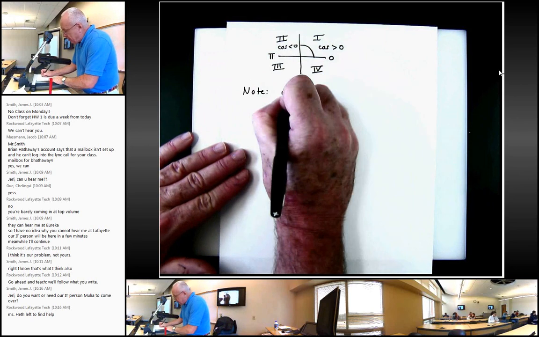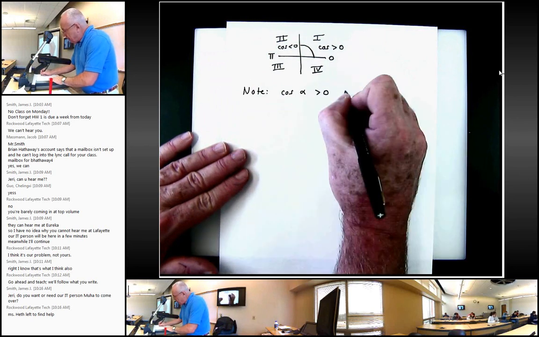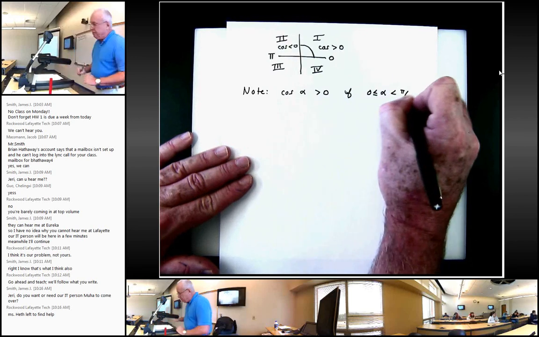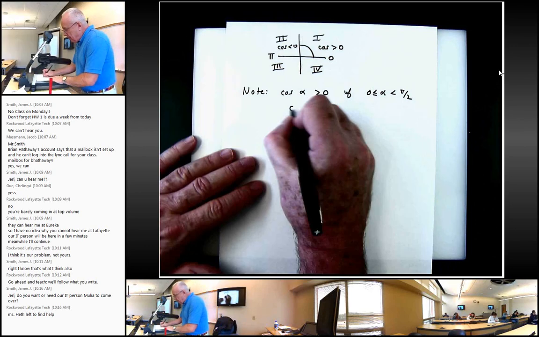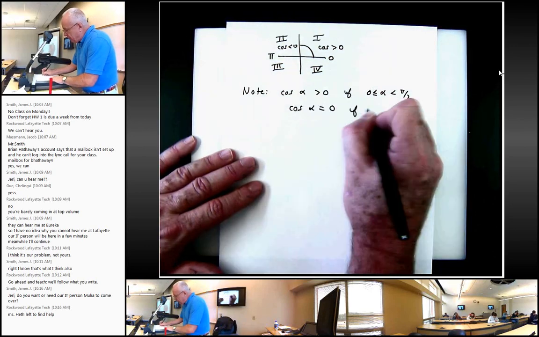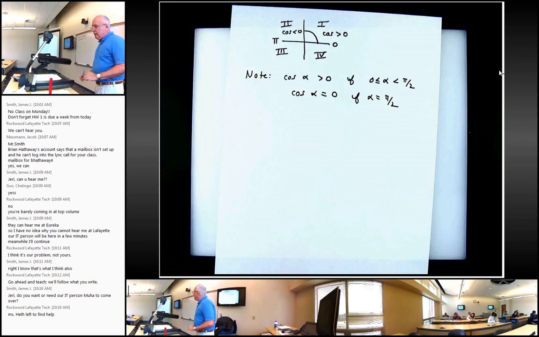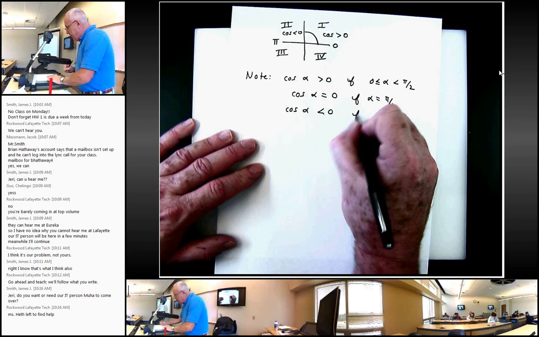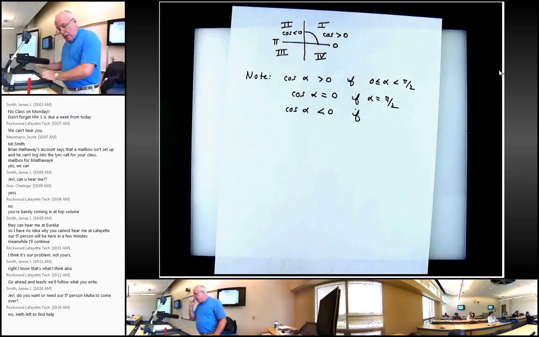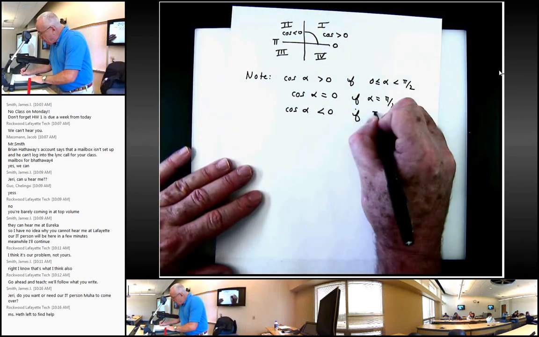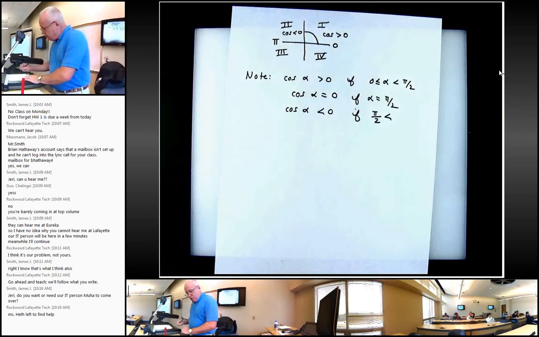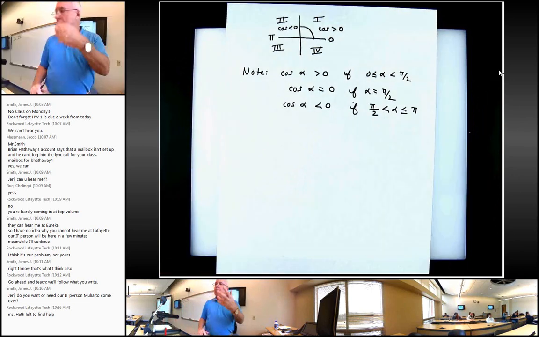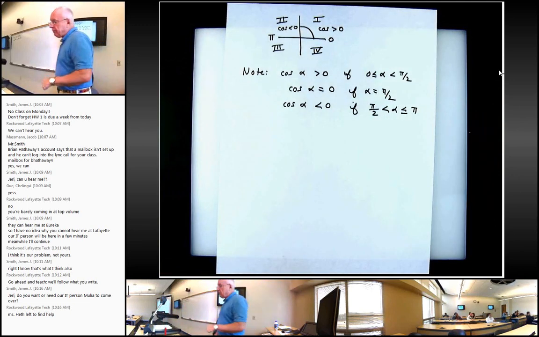Note the cosine of alpha is bigger than 0 if alpha is between 0 and strictly less than pi over 2. Cosine of alpha is equal to 0 if alpha is equal to pi over 2. And then finally, for that third quadrant, the cosine of alpha is less than 0, and that's if we're going from greater than pi over 2 and less than or equal to pi, because the cosine of pi is negative 1, so we can include that. All right.